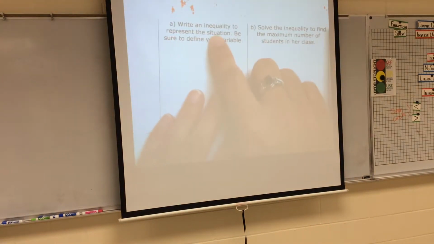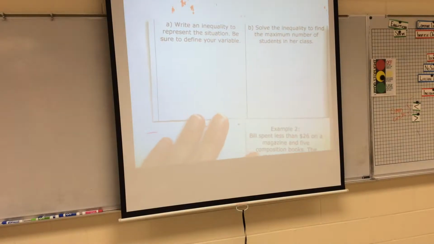So on the left side it says write an inequality to represent the situation. And be sure that we define the variable. So did I give a letter for our variable? Did I already define our variable? Did I say what our variable had to be? No. So it can be anything, but I want to know also what does that variable mean. Okay? So first let's write our inequality.